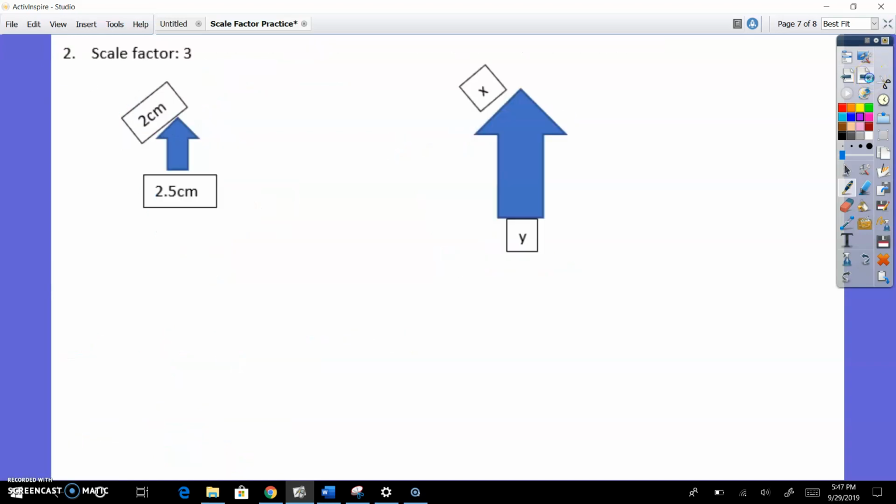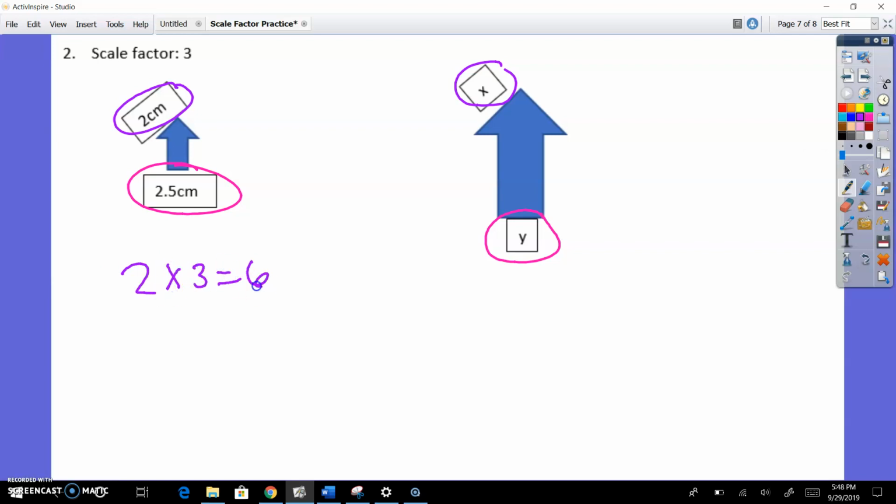Let's look at number 2. Okay, so go ahead, pause the video, and try this one on your own using the exact same thing. Take 2 minutes. Okay, so you should have done, these are corresponding, and these are corresponding. No tricks given here. So 2 times 3 equals 6. So x was equal to 6 centimeters.